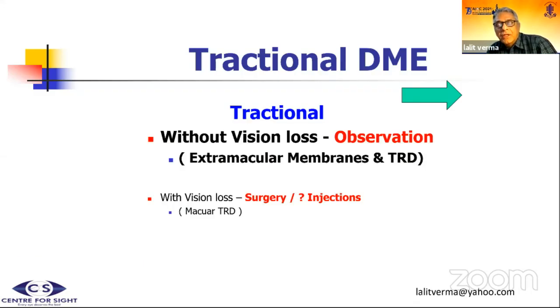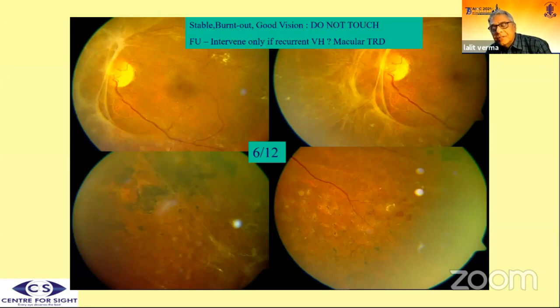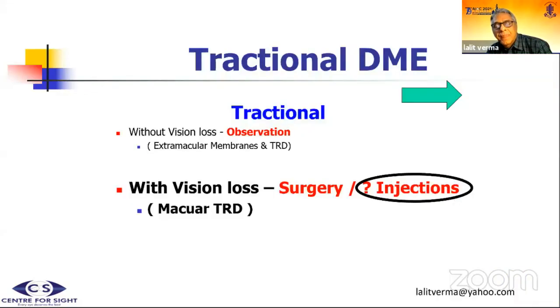So tractional kind of edema without much visual loss, meaning thereby that the macula is relatively spared, such patients require only observation. They need not be subjected to surgery also. For example, this patient was referred for surgery because she had only one eye, and the right eye was lost because of surgery itself. And this patient maintaining good vision, there's no need to intervene, even though there is some evidence of traction here.